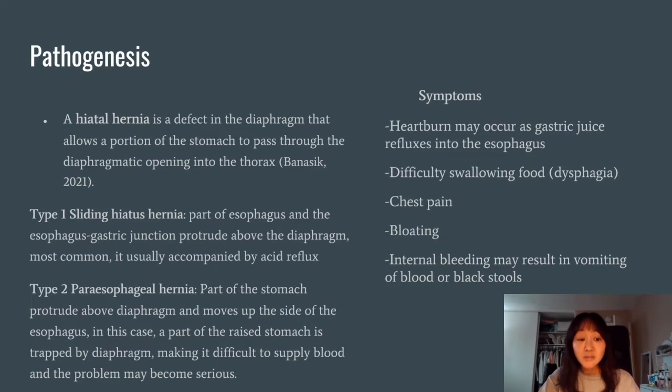There is also type 3. In type 3, the mixed features of type 1 sliding hiatus hernia and the paraesophageal hernia may occur together. The main symptoms are heartburn, which may occur as the gastric juice refluxes into the esophagus, difficulty swallowing food, chest pain, bloating, and internal bleeding, which may result in vomiting blood or black stool.